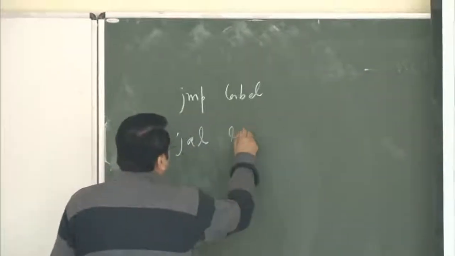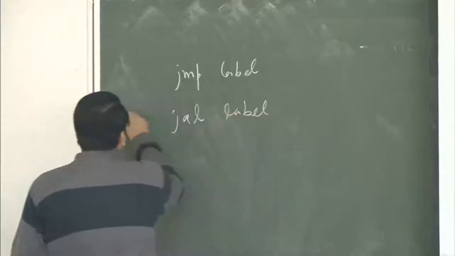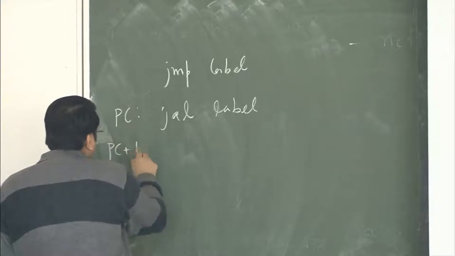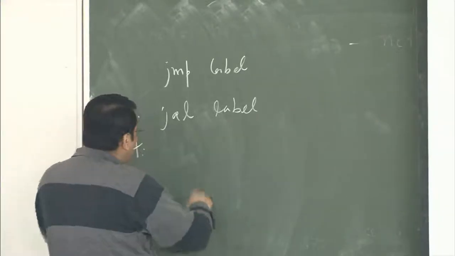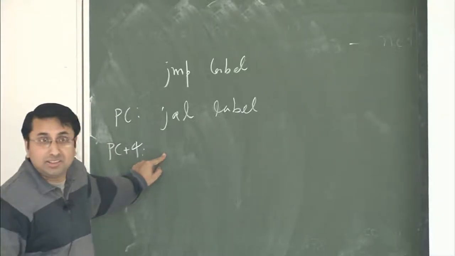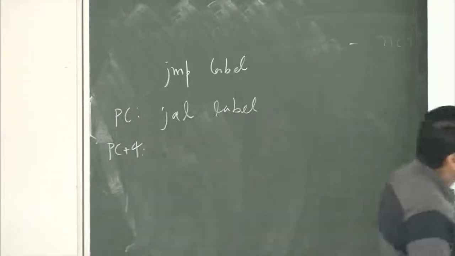I'm saying I am at a JAL instruction which says JAL label. Okay, alright? And I have a PC here, right? The next instruction is PC plus 4, right? I should be returning here. So my return address should be PC plus 4. But what MIPS does is it says the return address is PC plus 8.